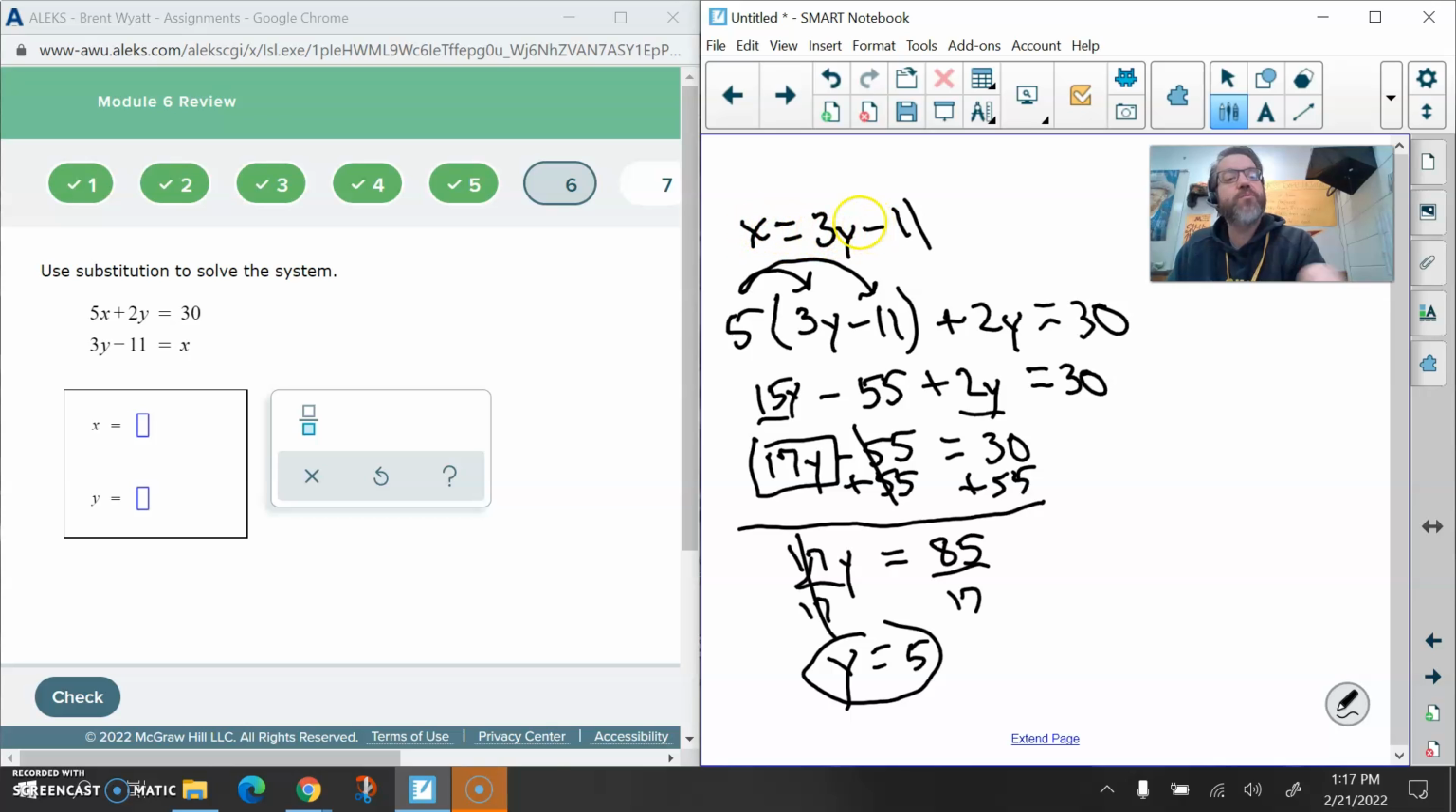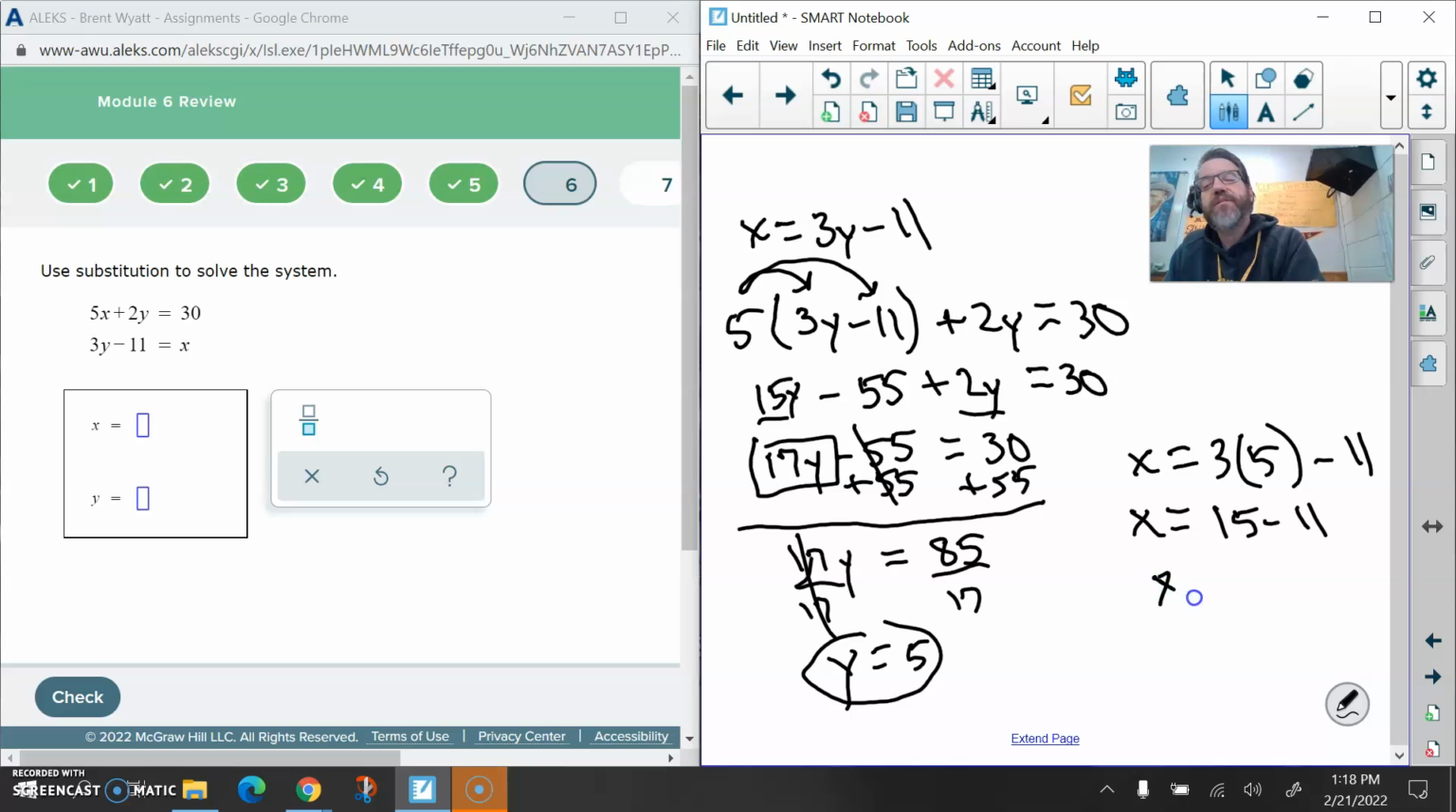And now that I know what y is, I can find x using this equation right here. x equals 3y minus 11, that second equation. So I'm going to use that. x equals 3 times y, that's 3 times 5, since we just found what y is, minus 11. So x then equals 3 times 5, which is 15, minus 11. Therefore, x has to equal 4.